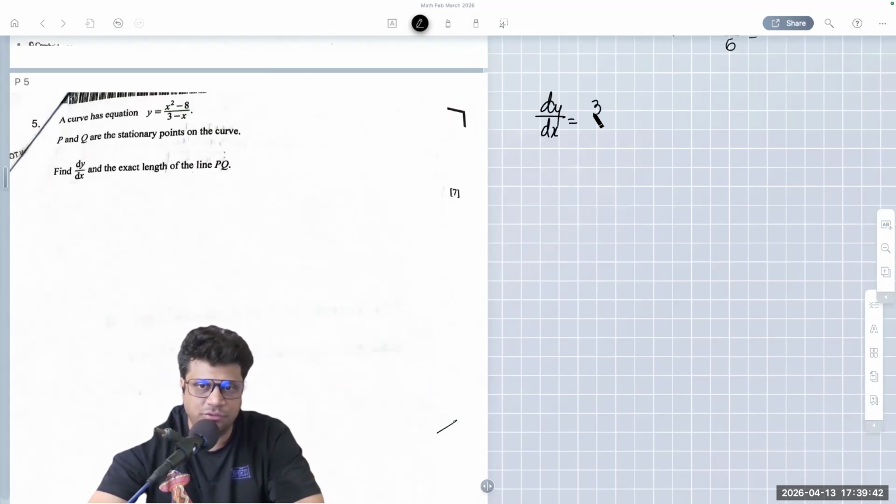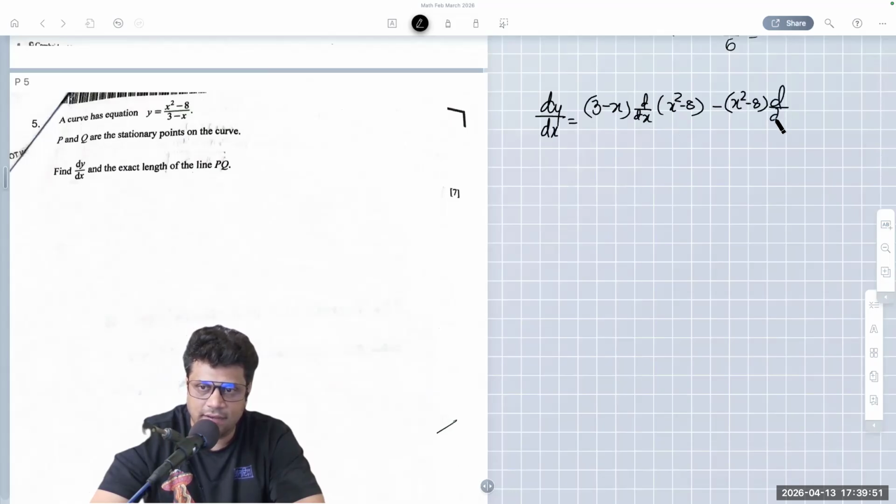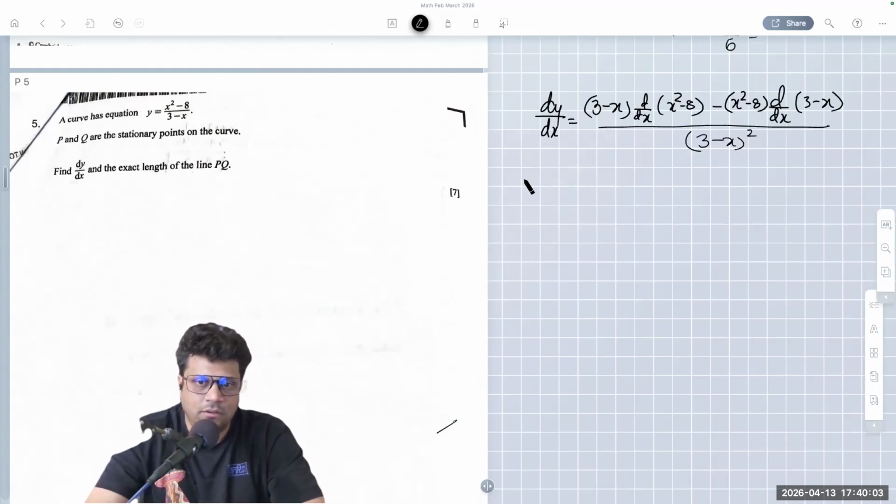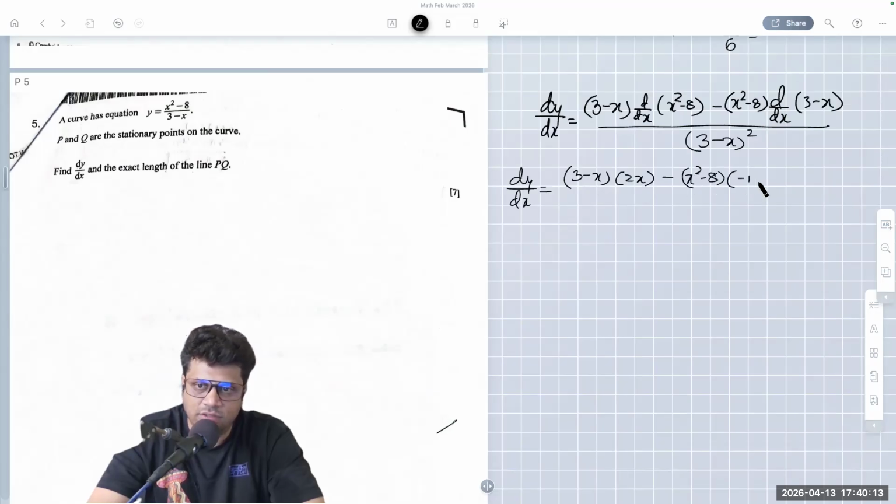We are going to use the quotient rule: second function into derivative of the first minus first function into derivative of the second, divided by the second function squared. So dy by dx now comes out to be (3 minus x) into (2x minus x square minus 8) into minus 1, divided by (3 minus x) whole squared.